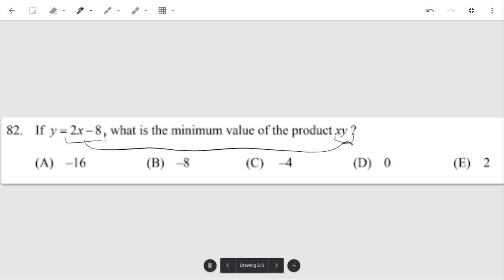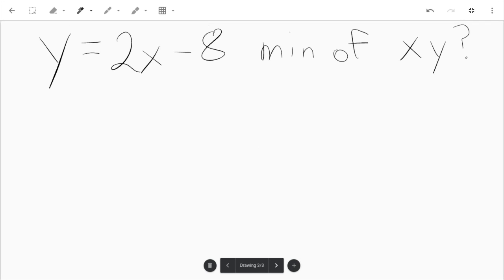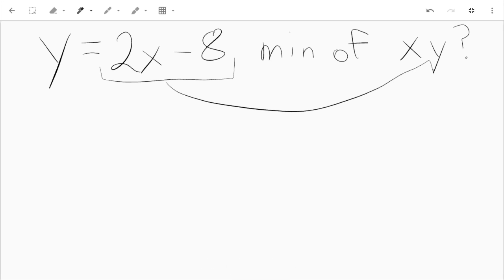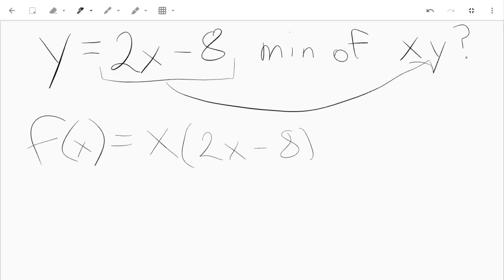So I'm going to flip over to my next page. Just a shortened version of our question there. And I'm going to go ahead and substitute 2x minus 8 in for y. So I end up with x times 2x minus 8. And I'm going to set that equal to f of x. We're going to make this a function.